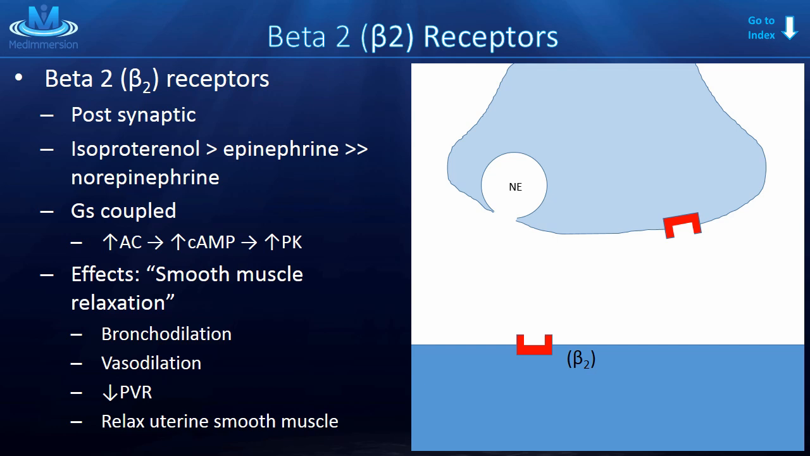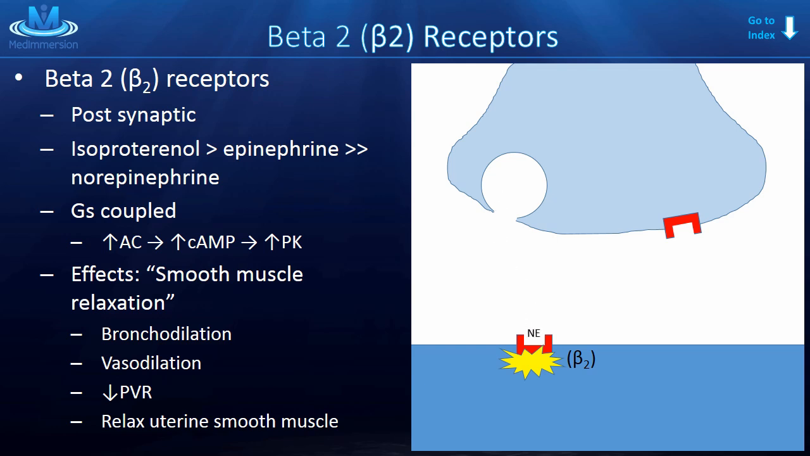Beta-2 receptors are also postsynaptic. They are, again, very sensitive to isoproterenol, and less so to the other catecholamines listed there. They are also GS coupled, so that's easy, right? Both beta receptors that we've talked about are GS coupled. That helps us remember things, right? When we can clump things together. So what are the effects?